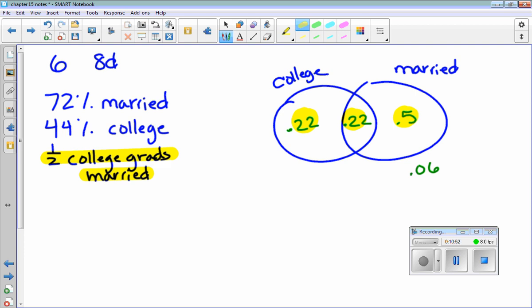Is that better? Anything else? 76. Better?